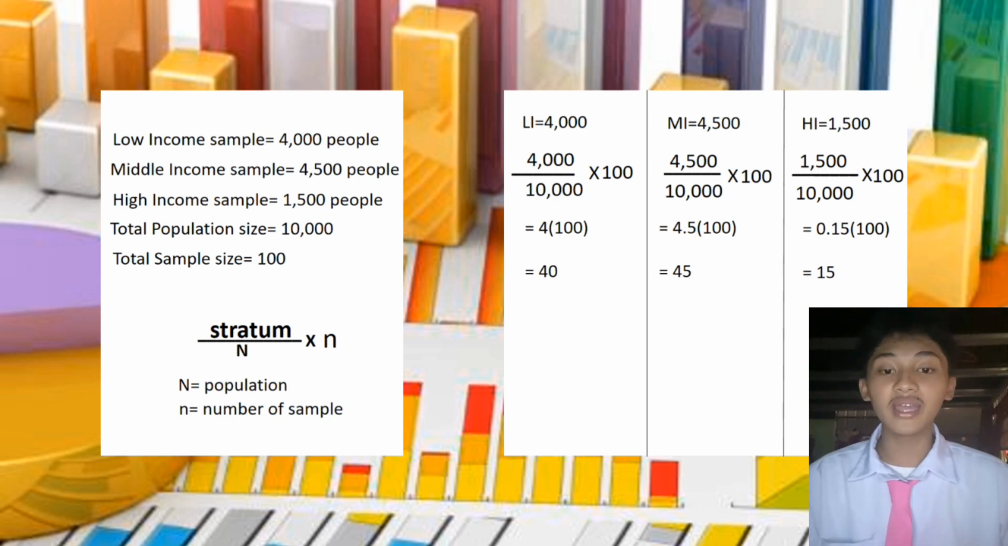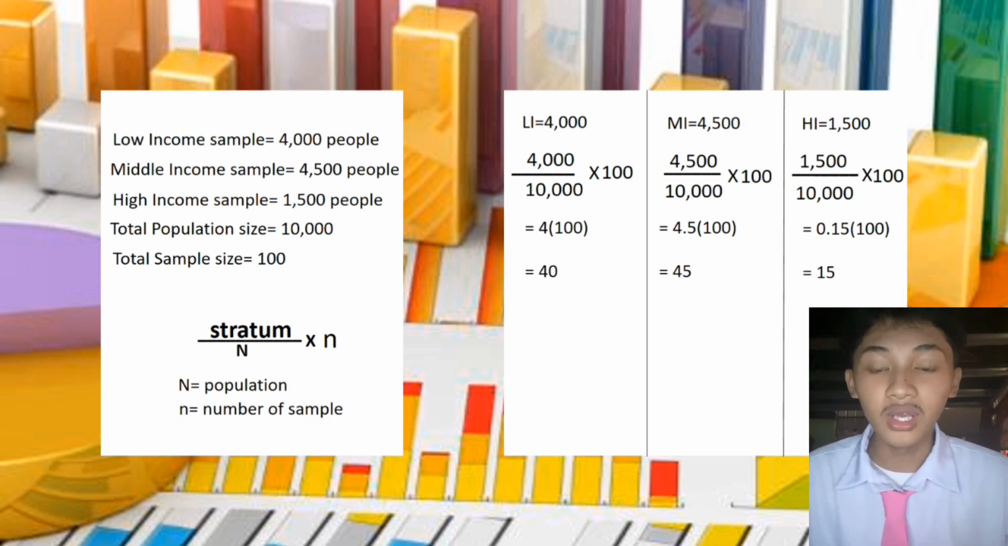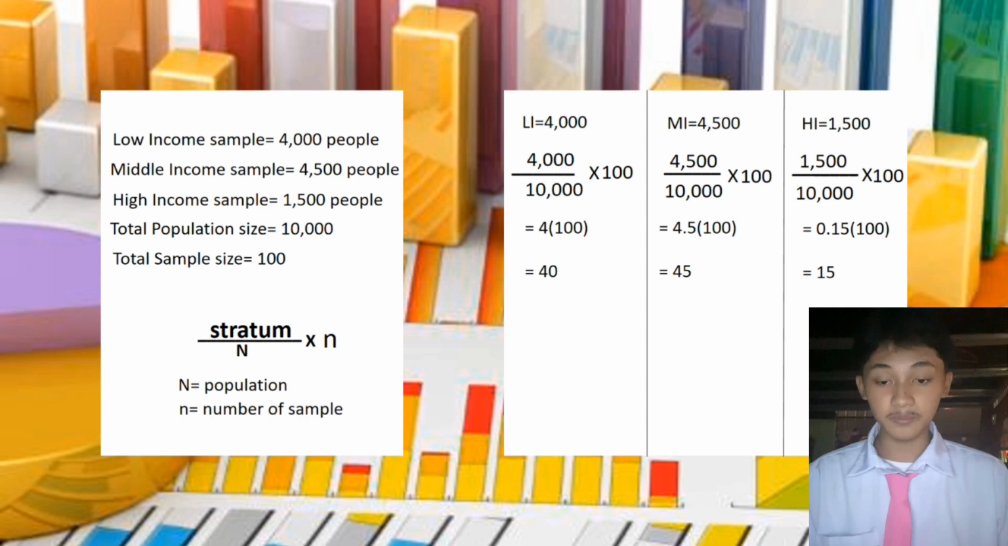So let's identify the given for the low income sample. The stratum in the low income sample is equal to 4,000, the population is equal to 10,000, and the number of samples is 100. The first step is 4,000 divided by 10,000, which is 0.4. Then times 100, which is 40. So next is the middle income sample.